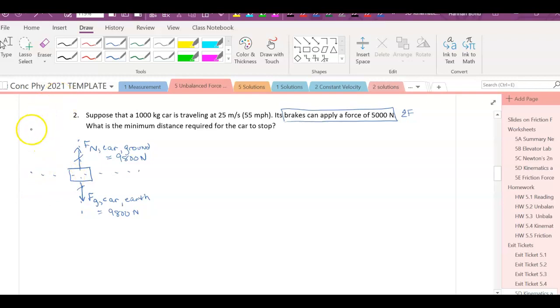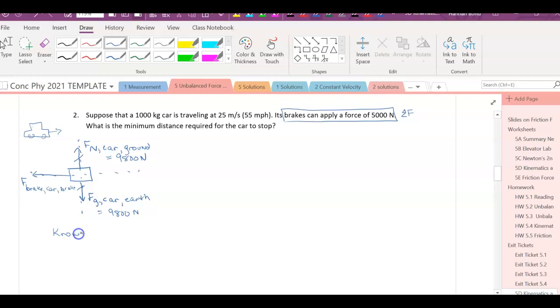I'm kind of seeing the car moving to the right. And so if it's moving to the right, the brakes are going to apply a force to the left. So I'm just going to call it a braking force on the car by the brakes, or maybe an applied force on the car by the brakes. So that is my net force in this situation.